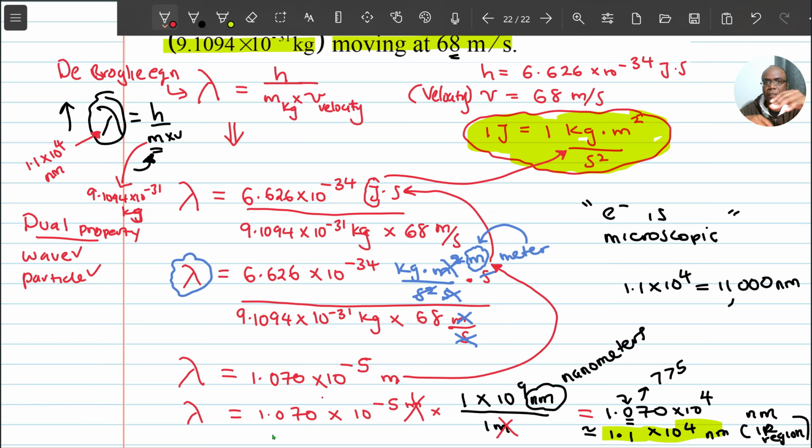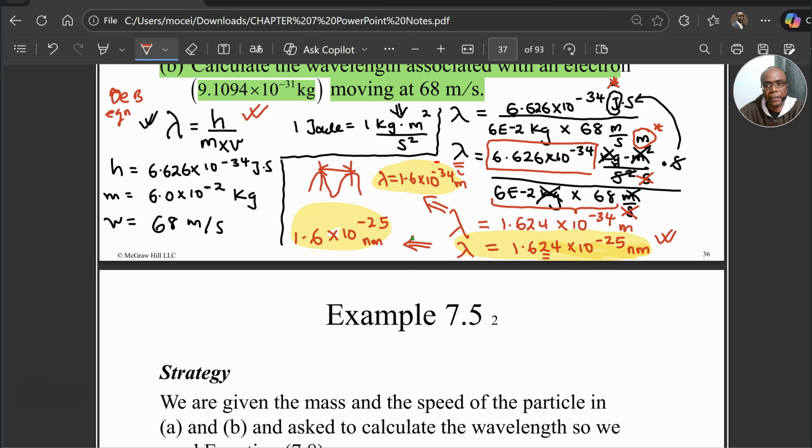The tennis ball lacked the wavelength property. The tennis ball had bigger mass, so the tennis ball is only a particle, but does not have the wave property, because the wavelength that we calculated was quite small. The wavelength that we calculated for the tennis ball here is quite small, 10 to the power minus 34. So the tennis ball is just a particle but does not have a wave property.